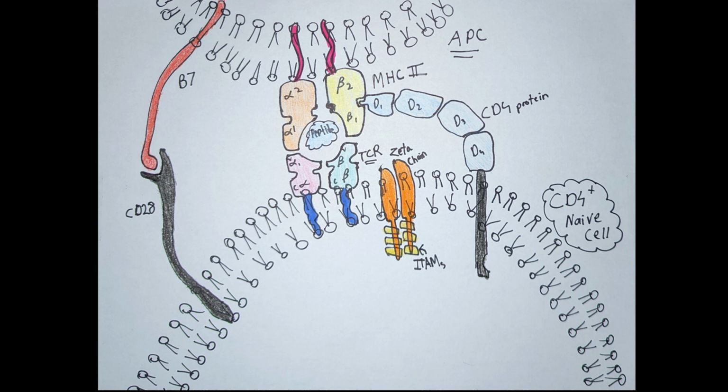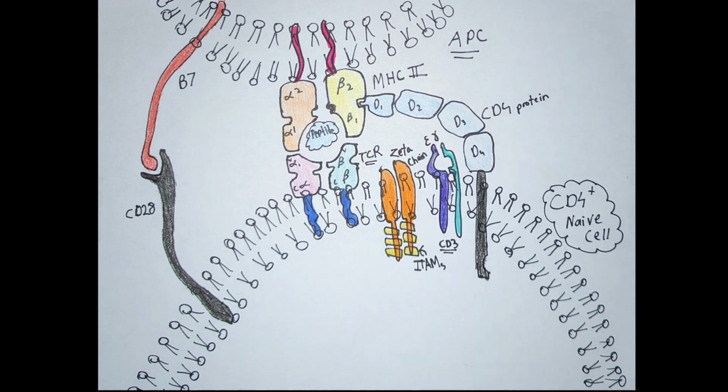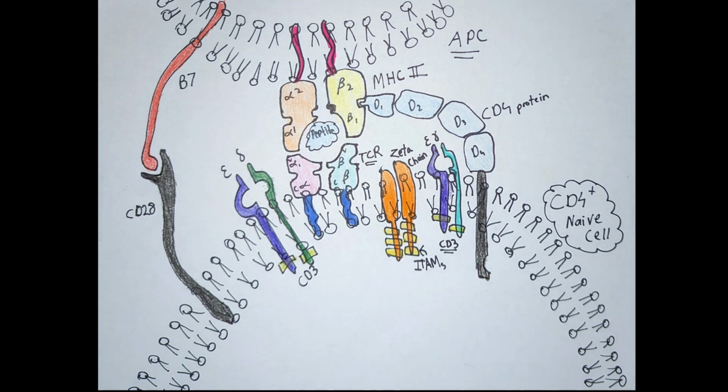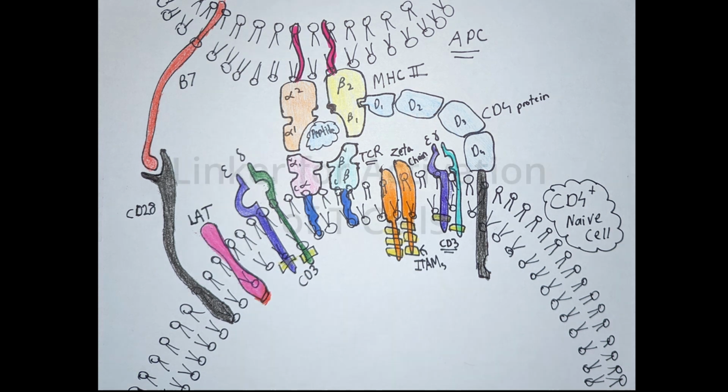We then have one CD3 protein made from CD3 epsilon and CD3 gamma, which has 1 ITAM on each. On the other side, we have another CD3 protein made from CD3 epsilon and CD3 delta, which has 1 ITAM on each. The CD3 proteins are heterodimers since they are formed by 2 different proteins. Finally, we have the LAT protein, which stands for linker for activation of T cells.